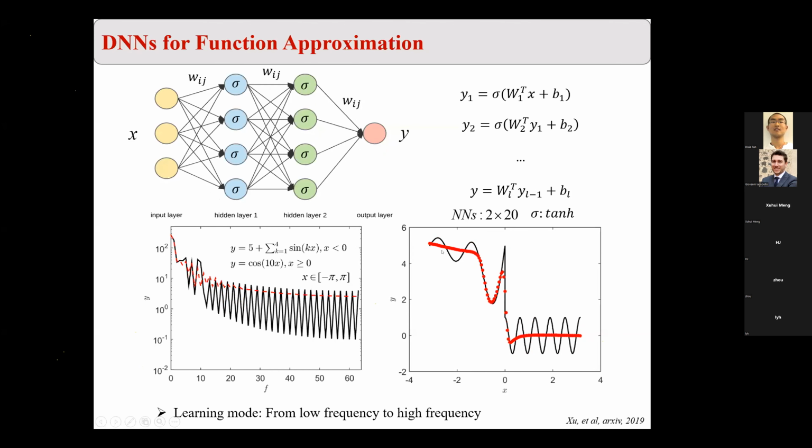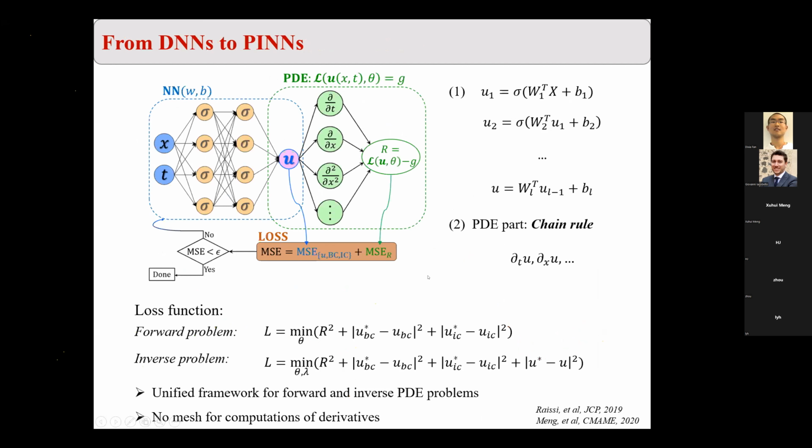So now the neural network first fits the low frequency part on the left, and then the high frequency part on the right. And this is the prediction of the neural network at different training steps in the frequency domain. And this is the prediction in the physical domain. We can also say that the learning mode of a neural network is from low frequency to high frequency. And this is the basis of all our proposed deep learning models.